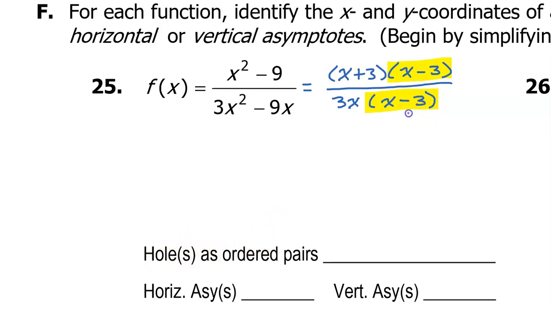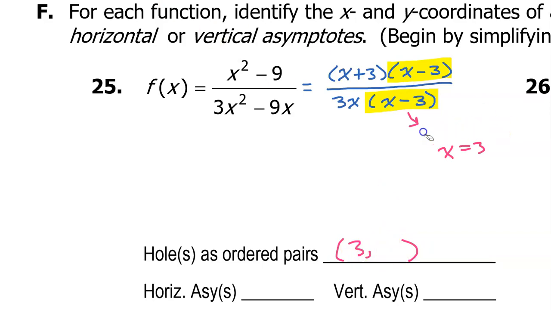If I were to take this and set it equal to 0, I get x is equal to 3. That is the x value of my hole. So I'm going to have a hole at 3 comma something. Now it's just a matter of what will the y value be.